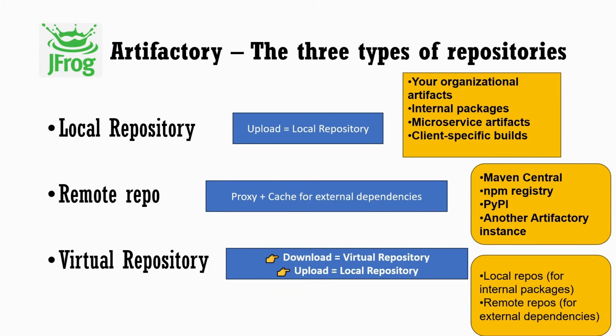So to summarize, you always upload your internal artifacts, your builds, jars, wars, Docker images, etc., to a local repo, and build tools like Maven, NPM, pip, Docker usually download dependencies from a virtual repo, because it combines both local repos, internal artifacts, and remote repos, cached external dependencies. So the client only needs one endpoint.